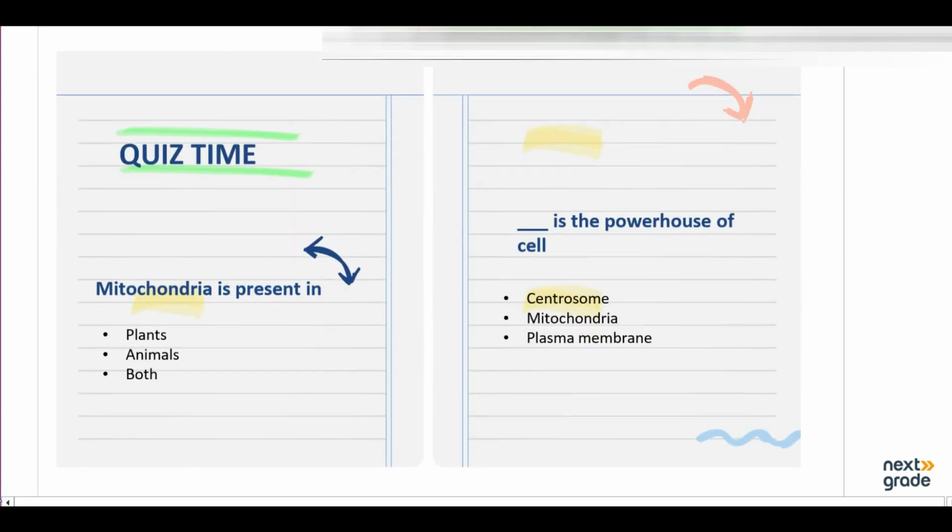Then the quiz time. Mitochondria is present in animals, plants, or both? As we know that mitochondria is present in all eukaryotic cells, both is the correct answer. Dash is the powerhouse of the cell: mitochondria. Why? Because it converts ADP, the spent energy, back into ATP, the energy that is used by the cell in order to perform several other activities.